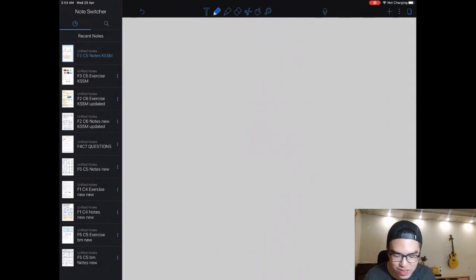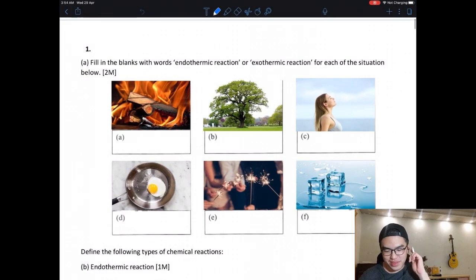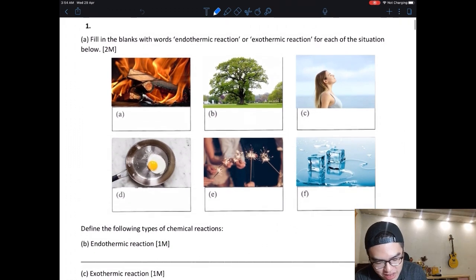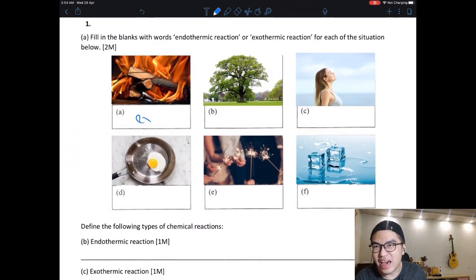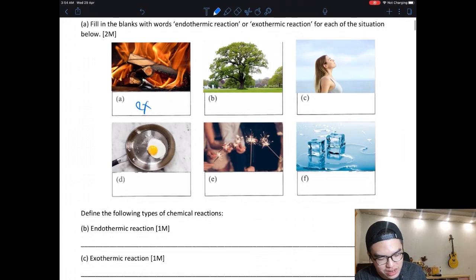You call this a chapter? Okay, it's too short to be a sub chapter. Okay, come on, so simple. All right, so let's go into exercise. Okay, so is it exo or endo? Burning, exo. Yeah, I'm just writing X or N. So what is this? I think this is photosynthesis.